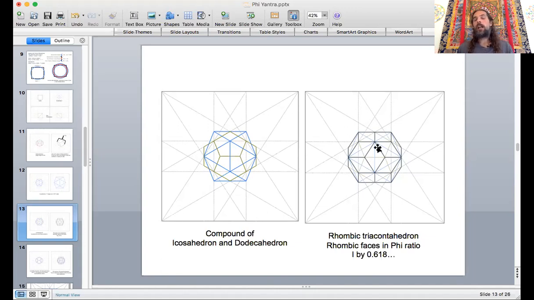A lot of people consider this the Earth grid that goes around the Earth. A lot of the sacred sites, the vertices, line up to specific locations on our planet. So it's definitely a sacred form that's based on Phi and the relationship of the icosahedron and the dodecahedron.